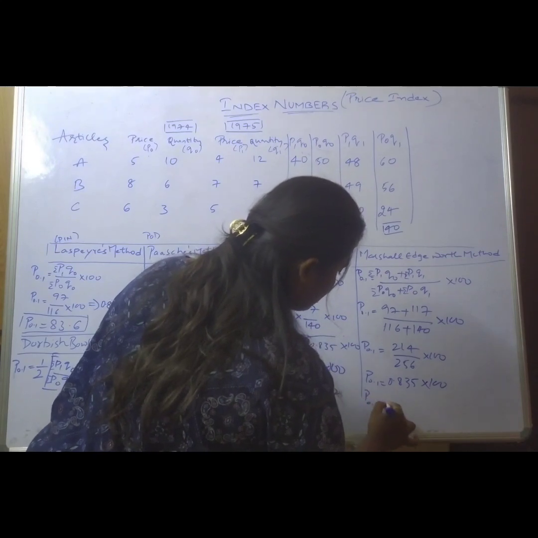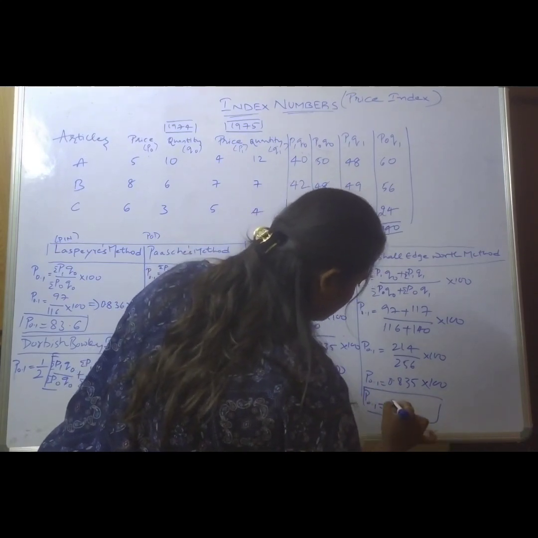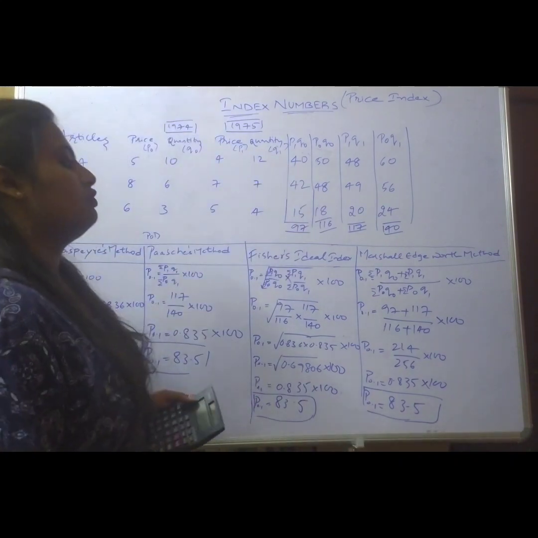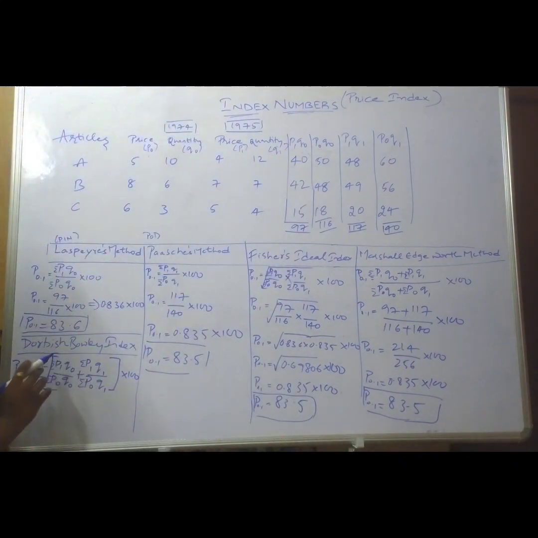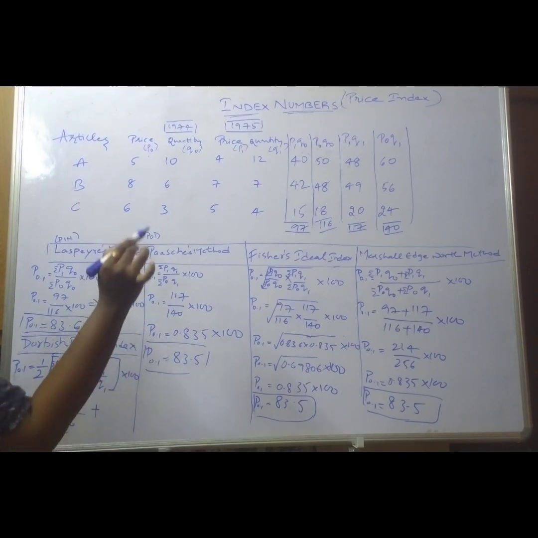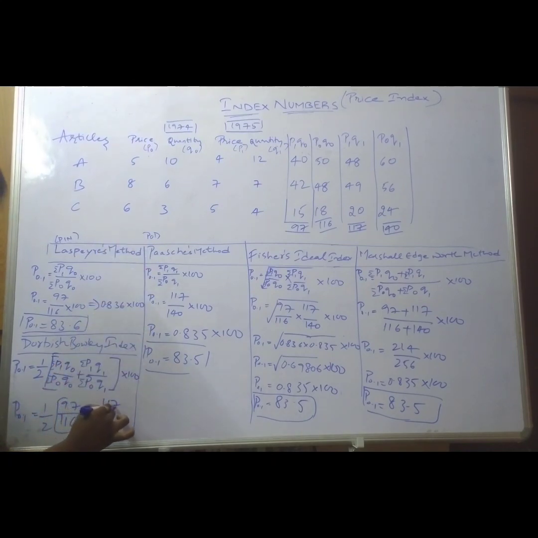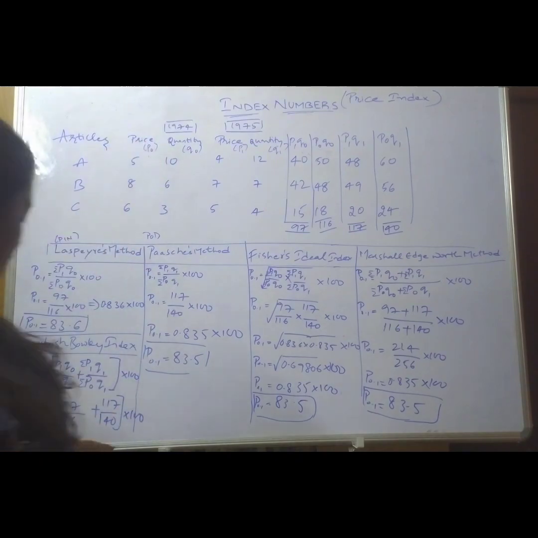So now lastly we are going to get the answer. P01 is equal to 83.5. Now the last one is the Drobisch-Bowley index. We will just substitute this. P01 is equal to half, 1 by 2, into summation of P1 Q0, 97, divided by P0 Q0, 116, plus P1 Q1, 117, divided by P0 Q1, summation 140, into 100. I'll just continue this answer there.